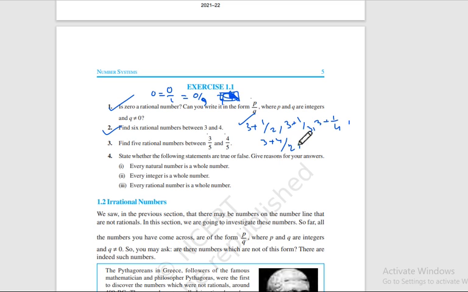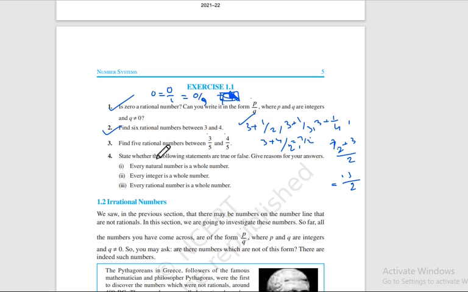Then what you get, you take that and then average again. You get 7 by 2, for example, in the middle between 3 and 4. Then you take 7 by 2 plus 3, then average it. Then you get 13 by 4. So this is how you keep on doing, and you get all the rational numbers between 3 and 4.